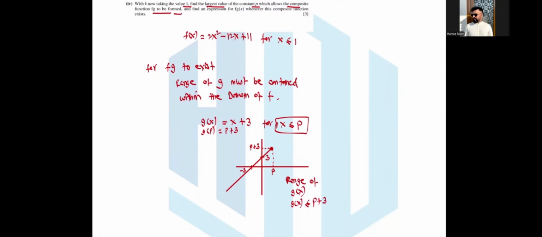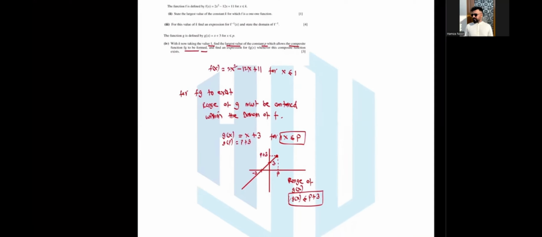Make sense or not? According to the sketch of this graph. As you know, in order to find the range of any function, it is always helpful to sketch the graph. So the range of g(x) is that g(x) is less than or equal to p plus 3. So the range of g must be contained within the domain of f. Now this range of g will become the domain for f.